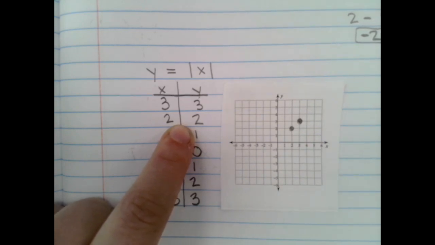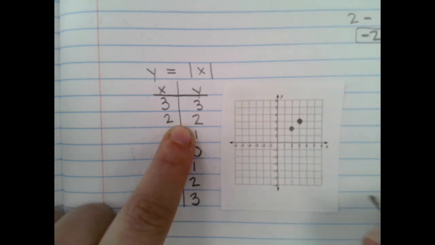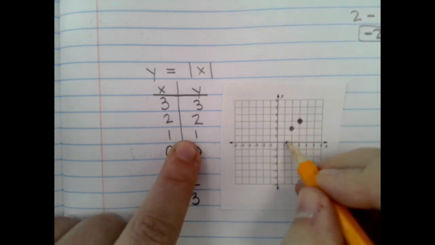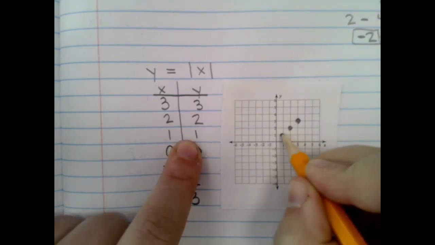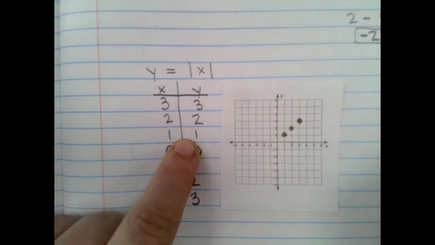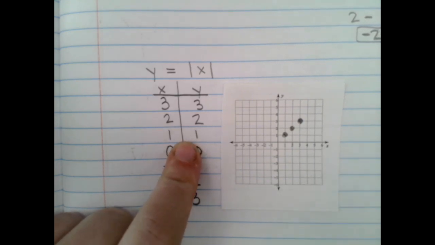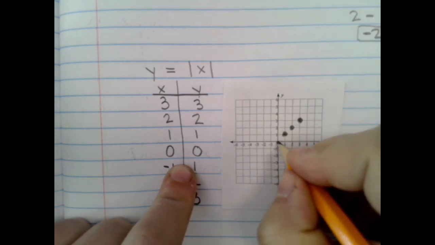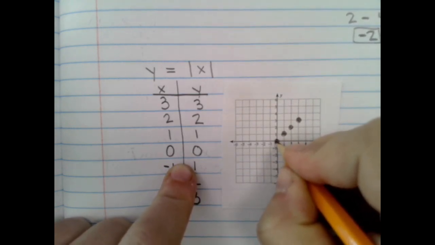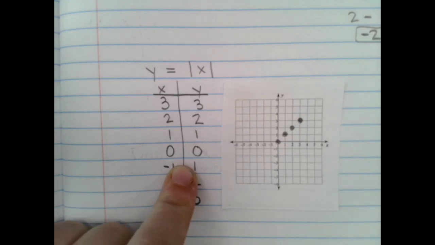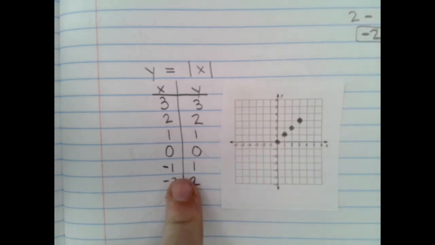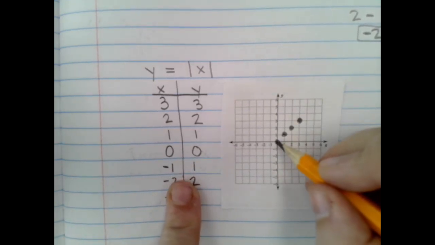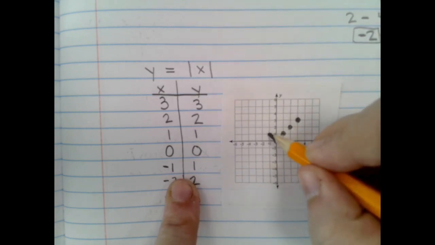Looks like it's going to be a line, doesn't it? 1, 1. So right 1, up 1. And then 0, 0. What do we call that point 0, 0? Origin. Good. It's right in the middle. So far it looks like a line, but then something special happens here. We get to our negatives, and it goes back up. So negative 1, positive 1.